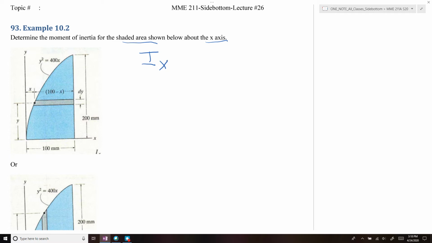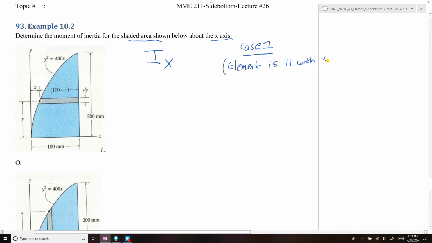All right, so the first case, case one, what we're going to do is show you how to do this problem when you have the differential element parallel with the x-axis. Okay, so that's what we have drawn here.